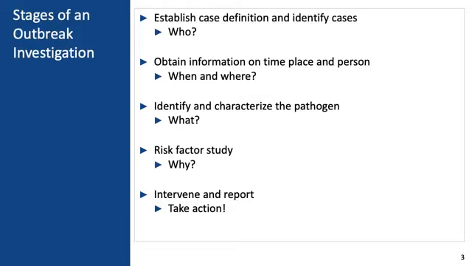We first want to establish a case definition and identify cases. In other words, answer the who is involved in the outbreak. We then want to obtain information on the time, place, and person of the people involved in the outbreak. That is when and where it's happening. We then want to identify and characterize the pathogen, what's responsible for the outbreak. Perform a risk factor study to understand why the outbreak is occurring. And finally, we want to intervene and report. That is, take action to counter the outbreak.